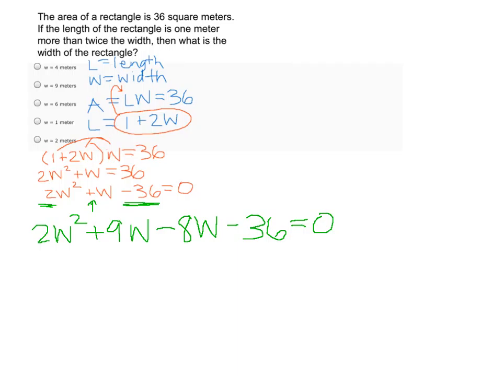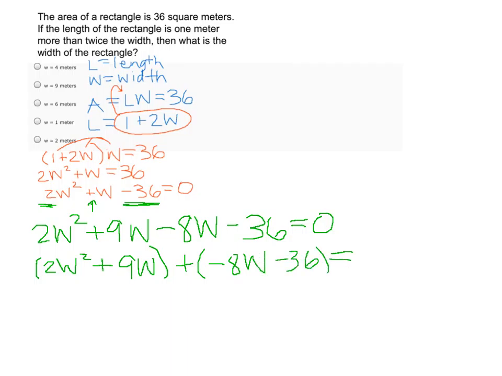And so now we want to do our grouping of 2w squared plus 9w, plus a negative 8w minus 36. And that still equals 0.